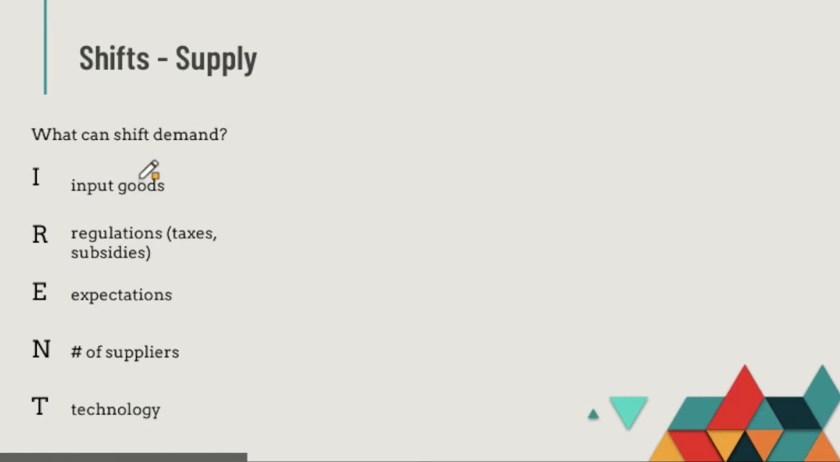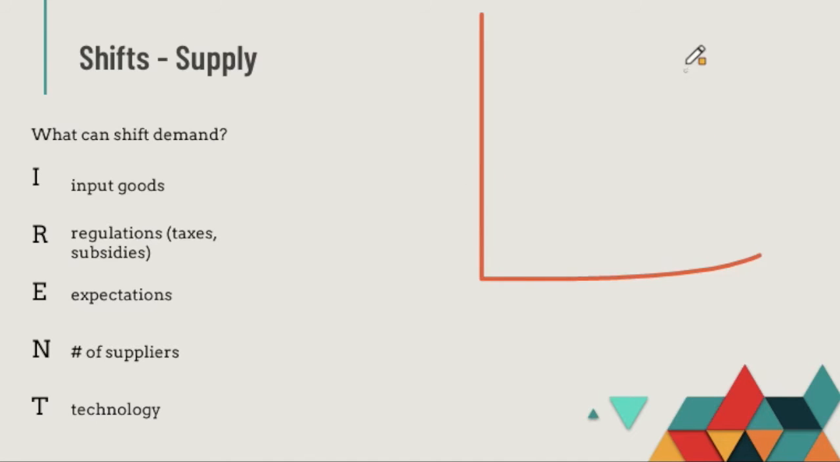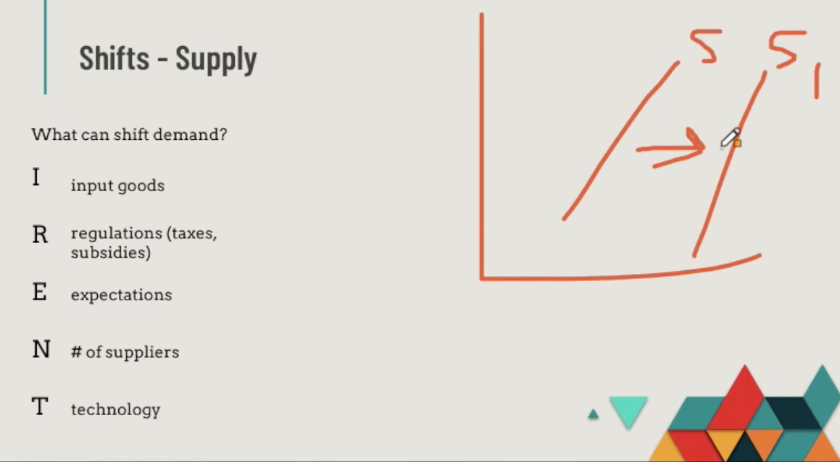Another example can be oil prices. Oil is needed to transport goods. So if oil prices are suddenly lower, that means you need less money for your production efforts. So your supply curve can shift right, meaning there's an increase in supply.